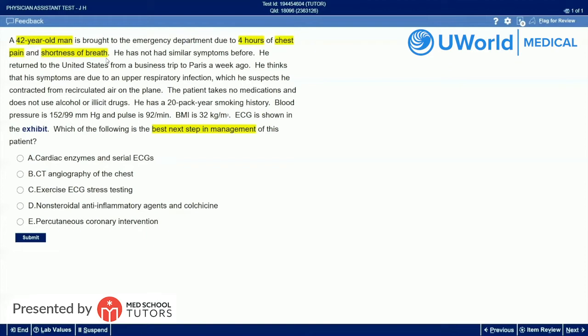They then tell us that he has not had similar symptoms before and that he returned to the United States from a business trip to Paris a week ago. This is an important piece of information first because they rarely tell us about travel history unless it's relevant. And second, a business trip to Paris likely means that this patient was on a long plane flight, and a long plane flight is a good time to develop venous stasis, which leads to the development of deep venous thromboses, which then could embolize up to the lungs and cause a pulmonary embolus to occur.